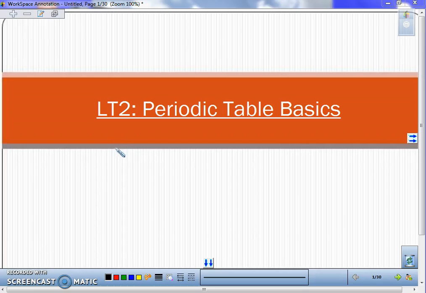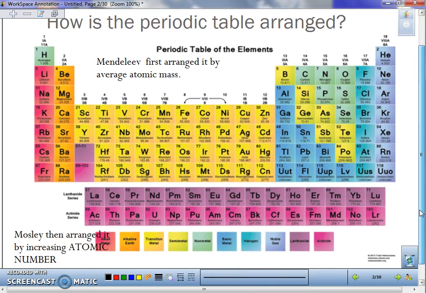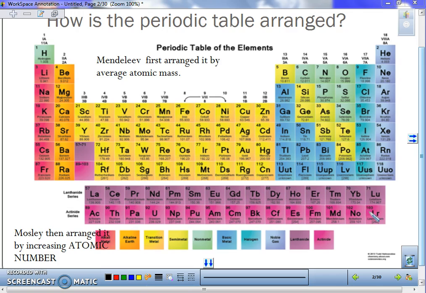So these are the notes for learning target 2, the basics of the periodic table. First thing we need to look at is how the periodic table was arranged. So many years ago, when elements were first being discovered, we had the law of triads and the law of octaves, which grouped elements into groups of 3 as well as groups of 8.